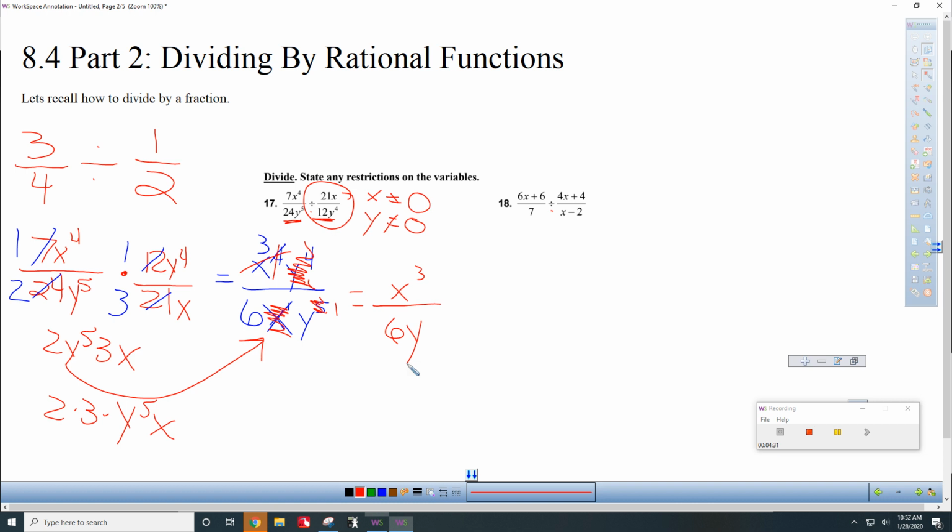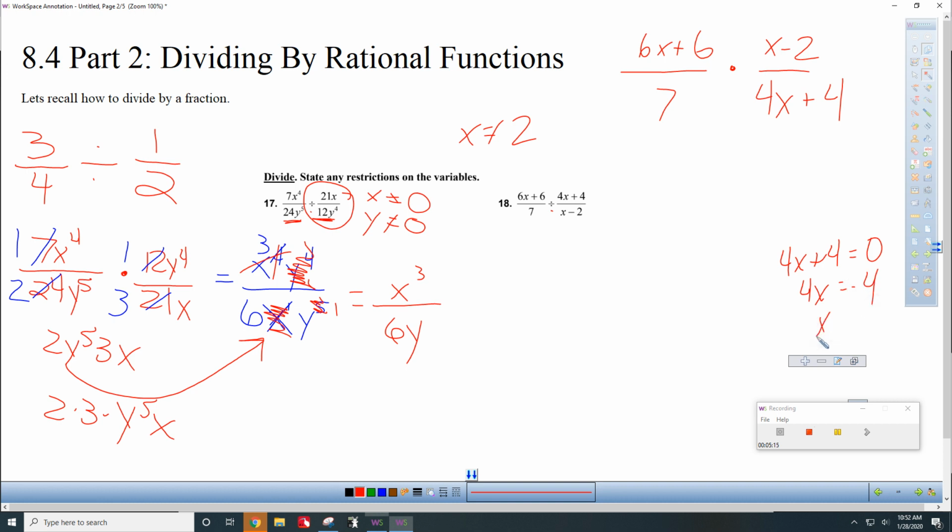Alright, so let's do that one again. 6x plus 6 divided by 7 times x minus 2 over 4x plus 4. Alright, so from this one, x is not allowed to be 2. But in this one, well, let's see. What would make 4x plus 4 equal to 0, Kendall?